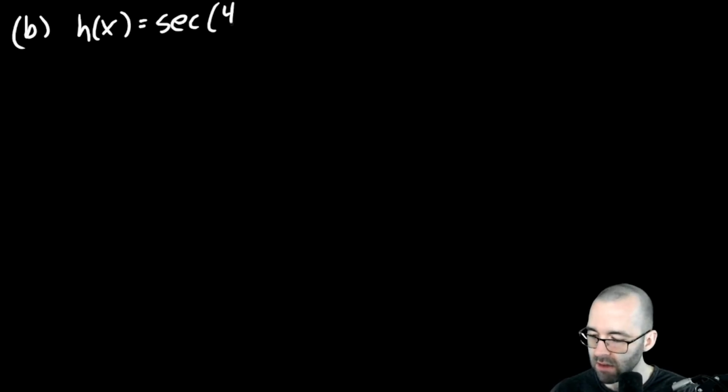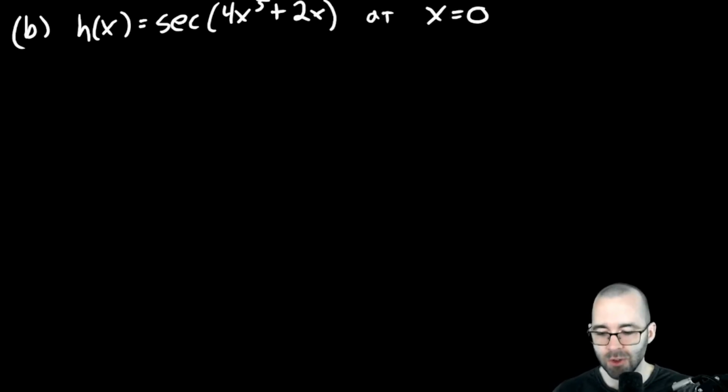Let's do part B. h of x equals the secant of 4x to the 5th plus 2x. Hope you remember your trig, your 5.5. Was that really just last section?